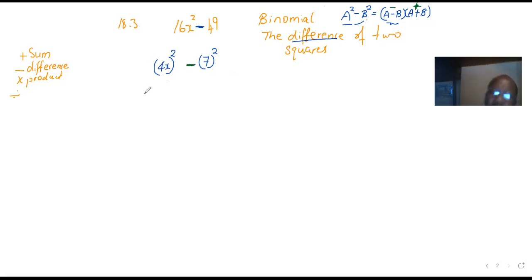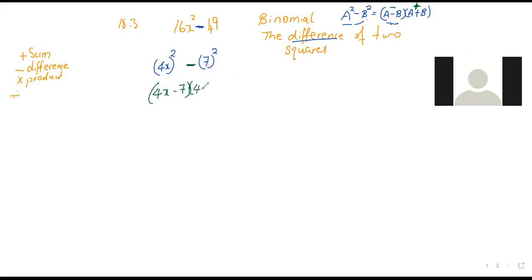Whereby, following on that, this will be 4x minus 7 into 4x plus 7. That's the difference of two squares.